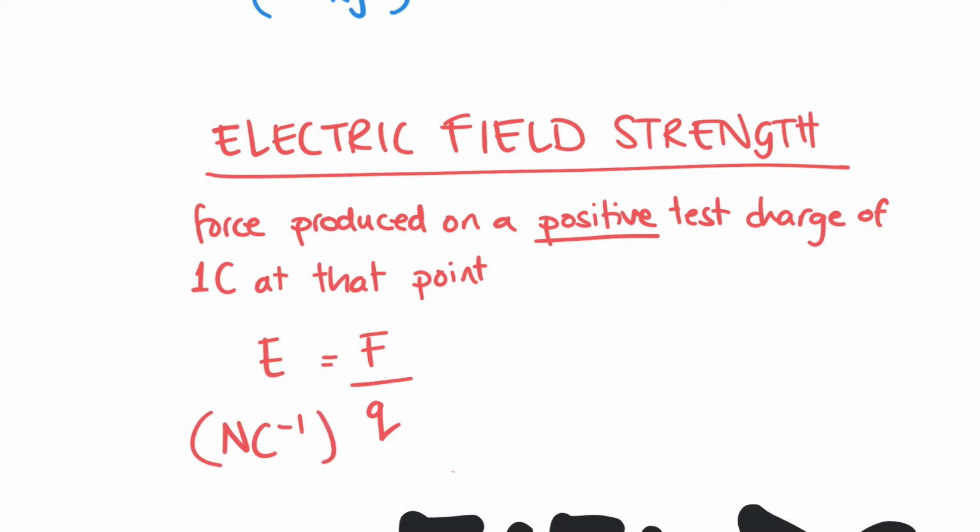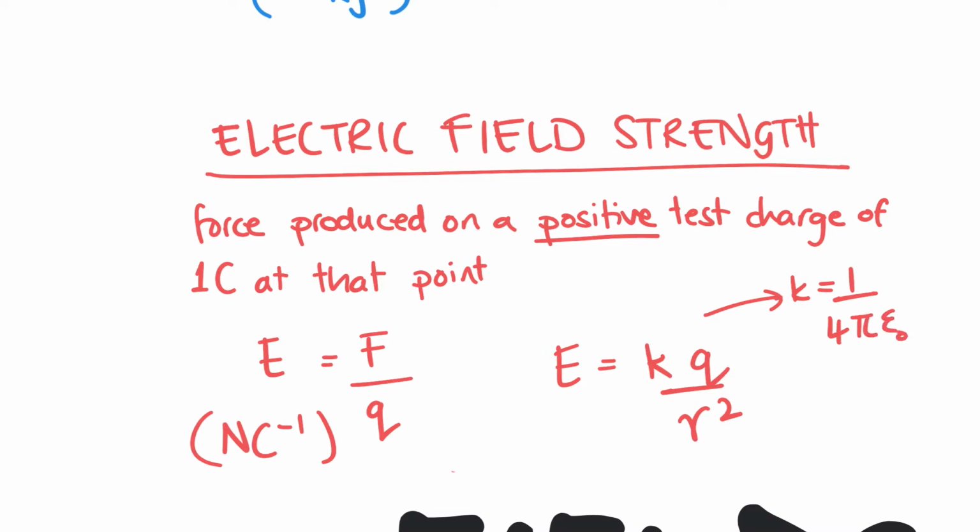And again, using the equation for the force, for electric force, we could also say that the electric field strength is equal to k multiplied by Q divided by r squared. And just remember there that k was just a shorthand constant that represented 1 over 4 pi epsilon naught.